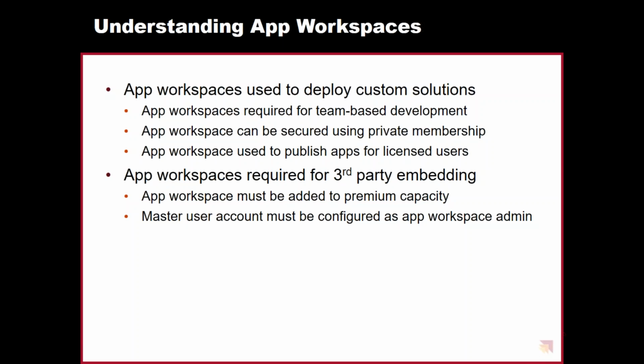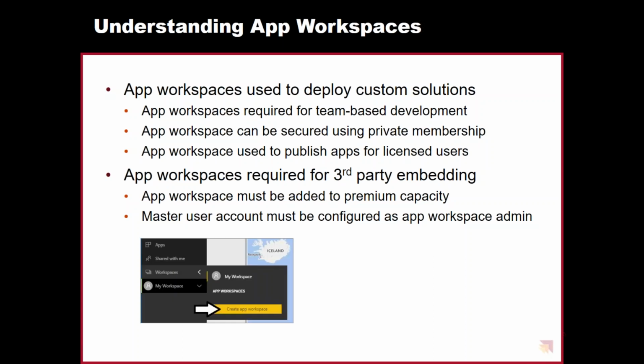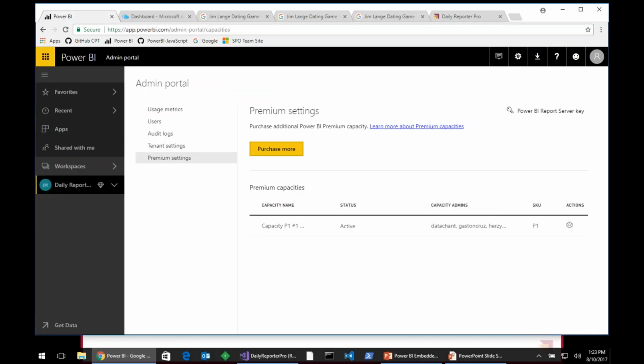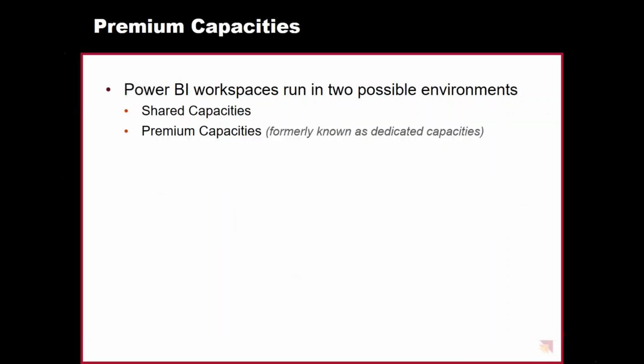Now, when we have app workspaces for third-party embedding, I just went through two requirements. The app workspace must be added to a premium capacity, and also the master user account has to be configured as an app workspace admin. So going through this, creating that, and then being able to get at these capacities. Now, as you can see here, if I go back to the admin section, these capacity nodes right here are things that you can buy, and they give you a certain amount of processing power.